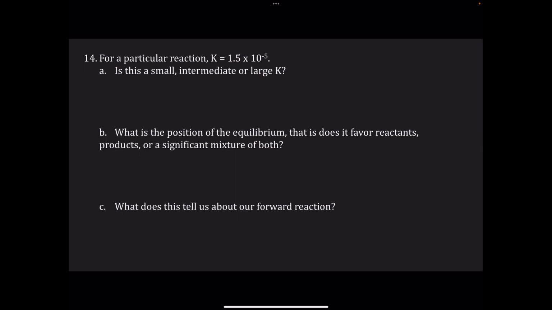So looking at problem number 15, we're given a K. We're told for some particular reaction, K is 1.5 times 10 to the negative fifth. We're asked, is this a small, intermediate, or a large K? This particular K is less than 10 to the negative third, so it is a small K. So we said when K is small, we have predominantly reactants left over at equilibrium. So if I have predominantly reactants, then the position of my equilibrium is said to favor the reactants.